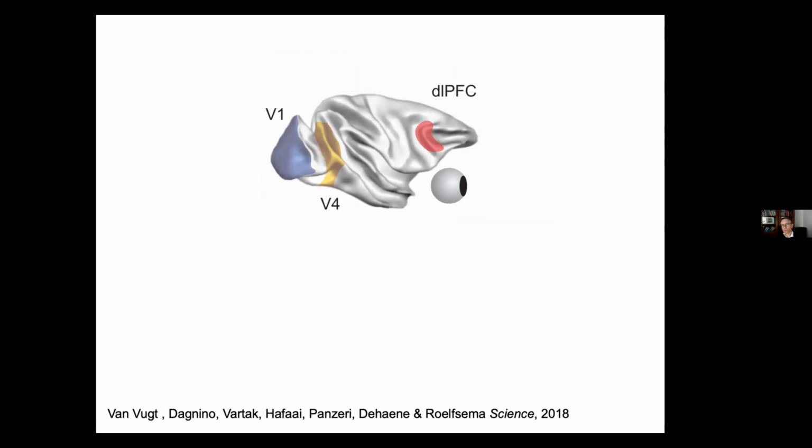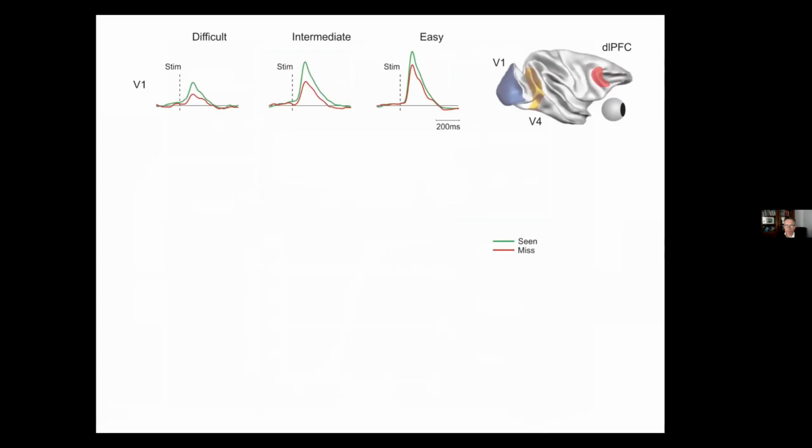Now, dorsolateral prefrontal cortex is also a brain region involved in the generation of eye movement. So that's also a caveat. We are not going to dissociate the eye movement plan from the conscious perception. So something to keep in mind.